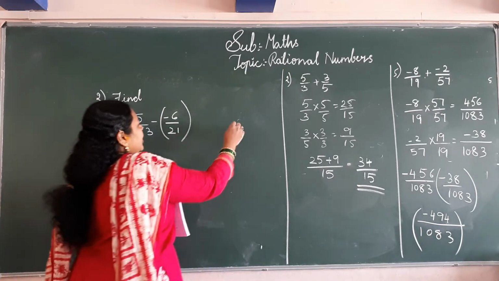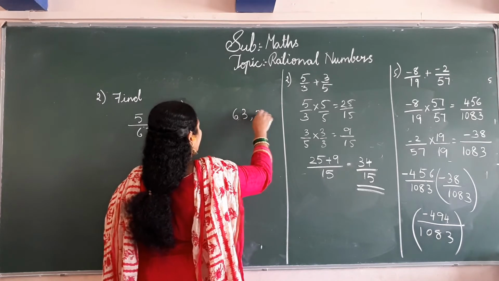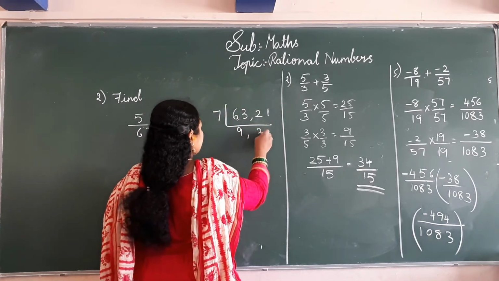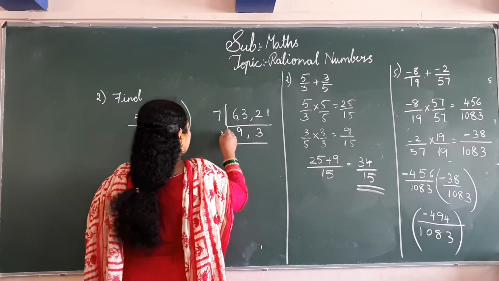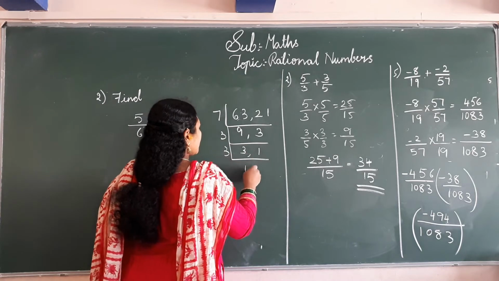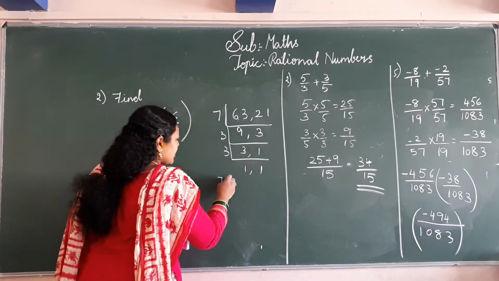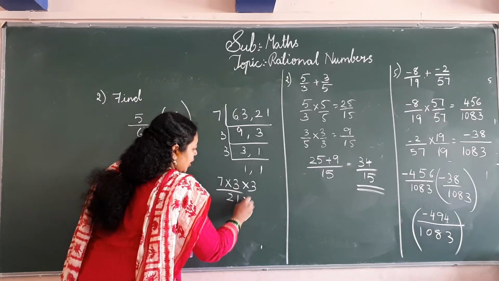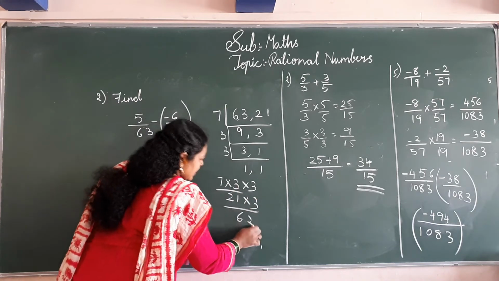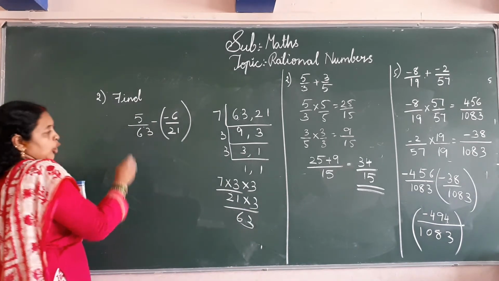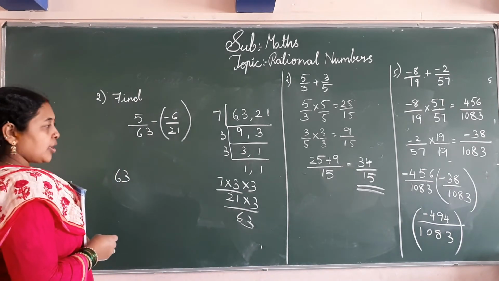Isn't it? But if you take an LCM also, 7 threes are 21, 21 threes are 63. So we will take 63 as a common number. Okay.